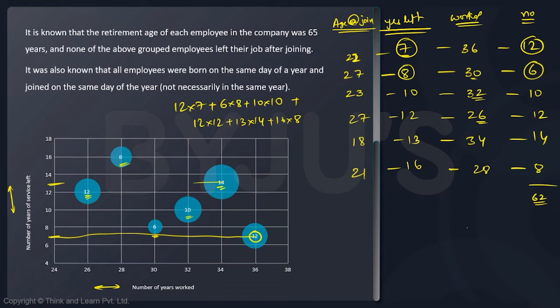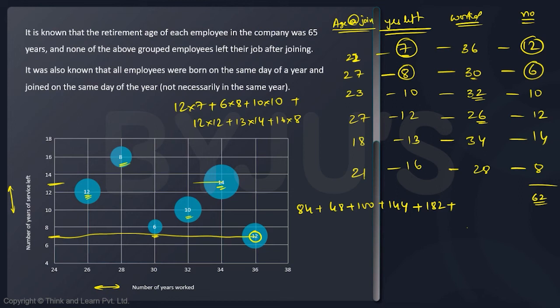So what do we get if you do this total? So 12 into 7. So let's start with that. So 12 into 7 will be 84 plus 6 8s are 48 plus 10 into 10 is 100 plus 12 12s are 144 plus 13 into 14. So 13 13s are 169, plus another 13, that is 182.